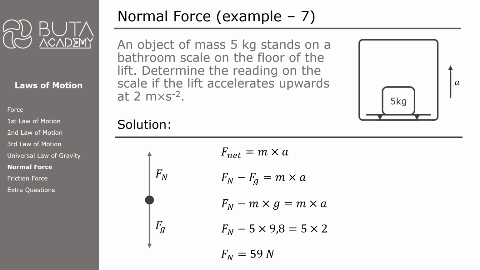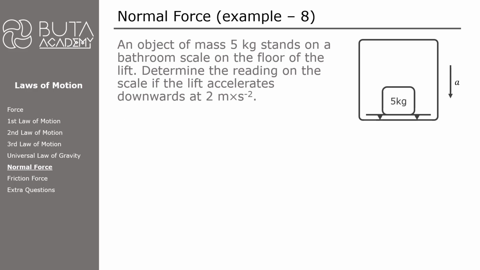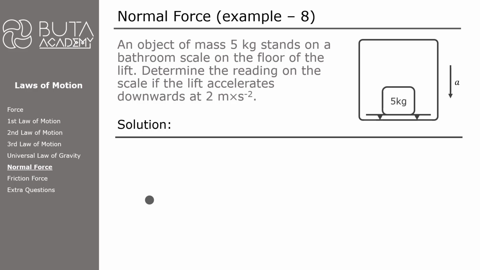In the second example, the same object is now in a lift which accelerates downwards. The task is the same, to calculate the normal force or reading on the scale. As usual, let's start by drawing a free body diagram. We draw the force of gravity and then the normal force. Then, to get our first mark, we continue the solution by typing the formula. Net force is equal to mass times acceleration.